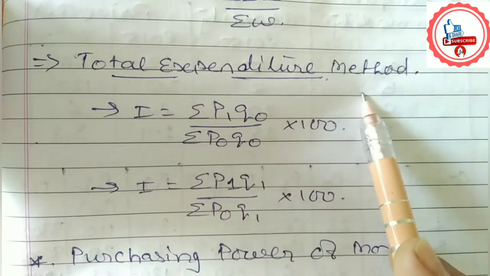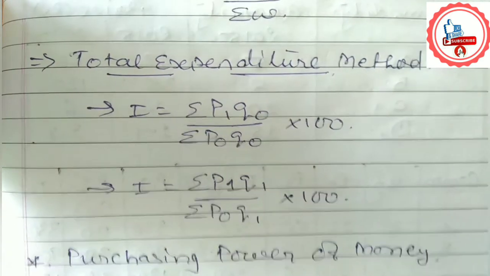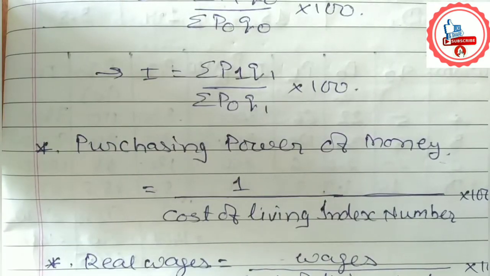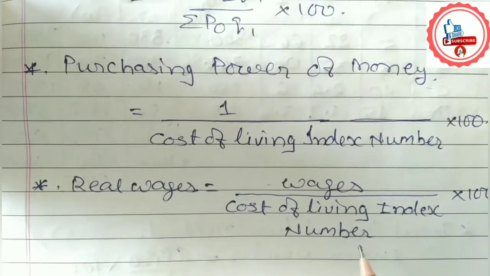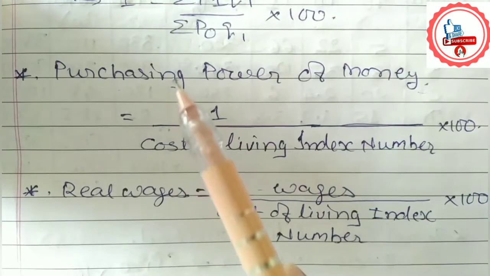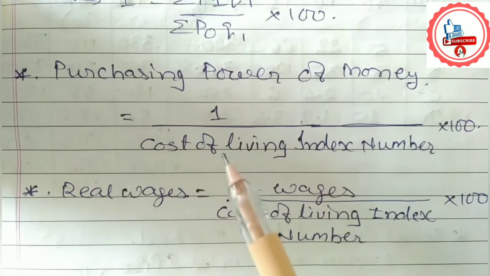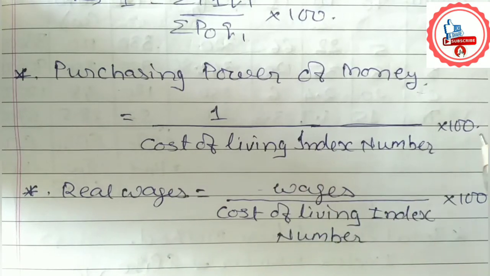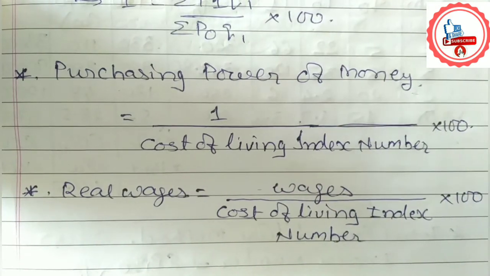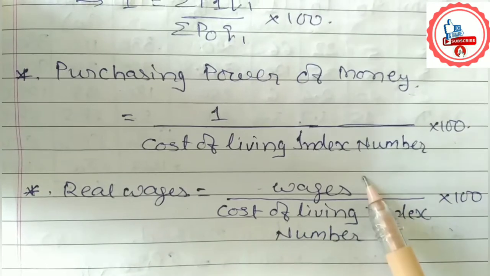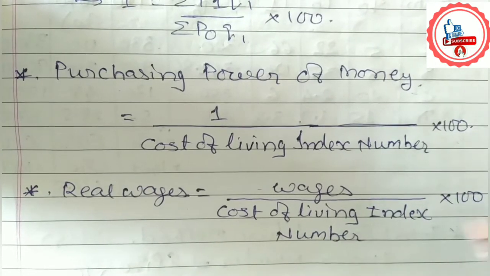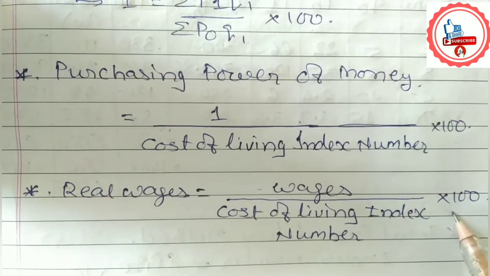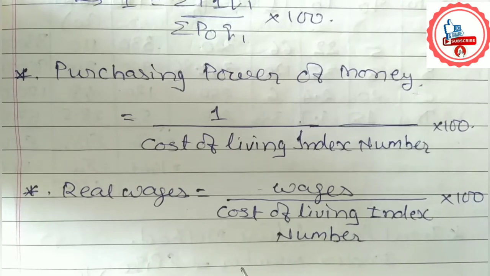Now, the next formulas are purchasing power of money and real wage. What is purchasing power of money? That is 1 upon cost of living index number into 100. And real wage is equal to wage upon cost of living index number into 100. Now students, let us discuss by solving an example.